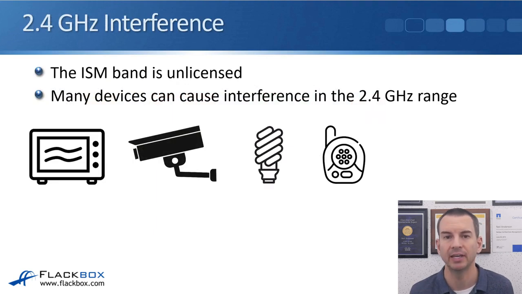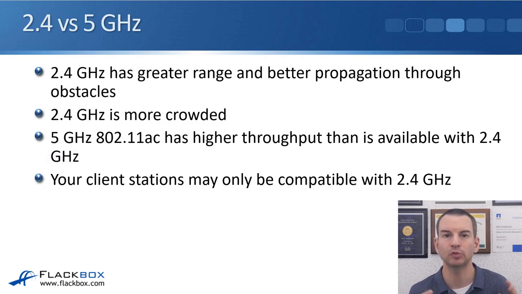Now, I have been talking in this lecture about the interference. I mentioned how the ISM band is unlicensed, so you do not have any guarantee that the frequency belongs to just you. In actual fact, it's unlikely that that is going to be the case. And many devices can cause interference in the 2.4 gigahertz spectrum, such as microwave ovens, wireless video cameras, fluorescent lights, and baby monitors.